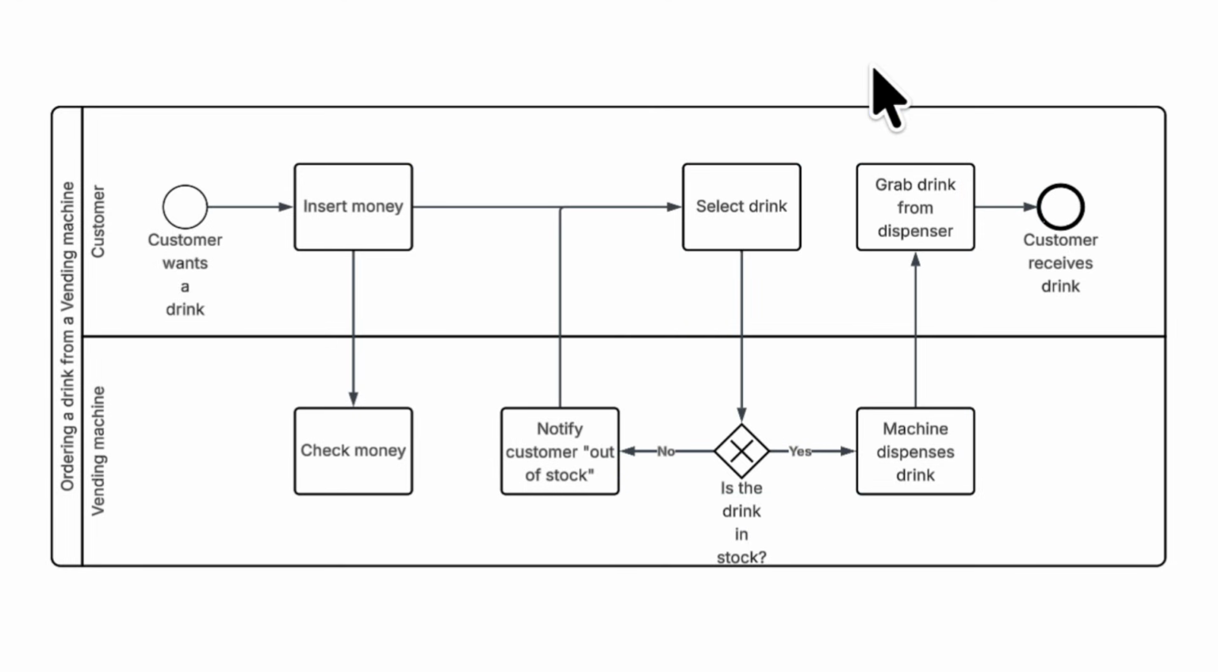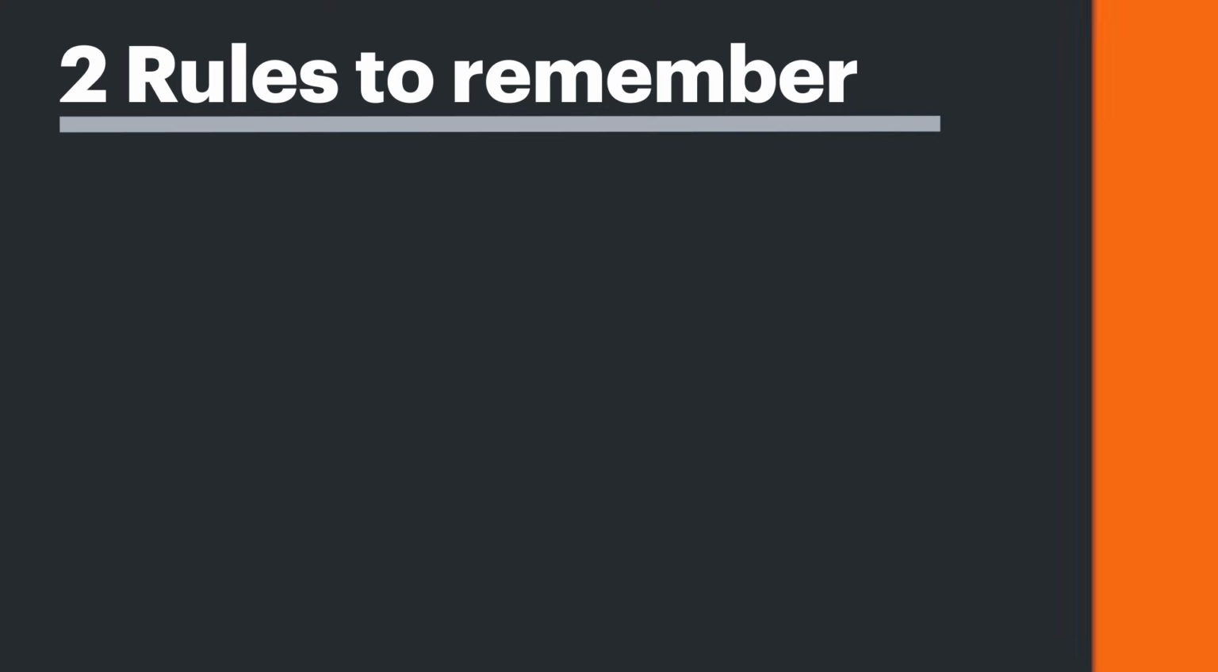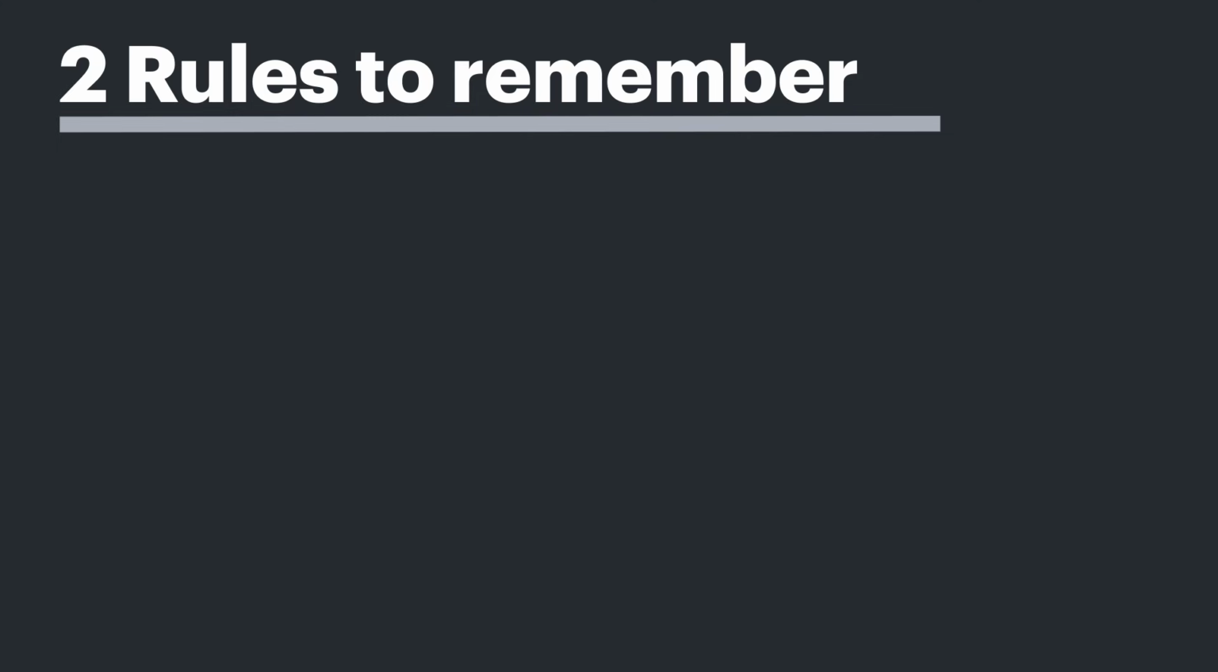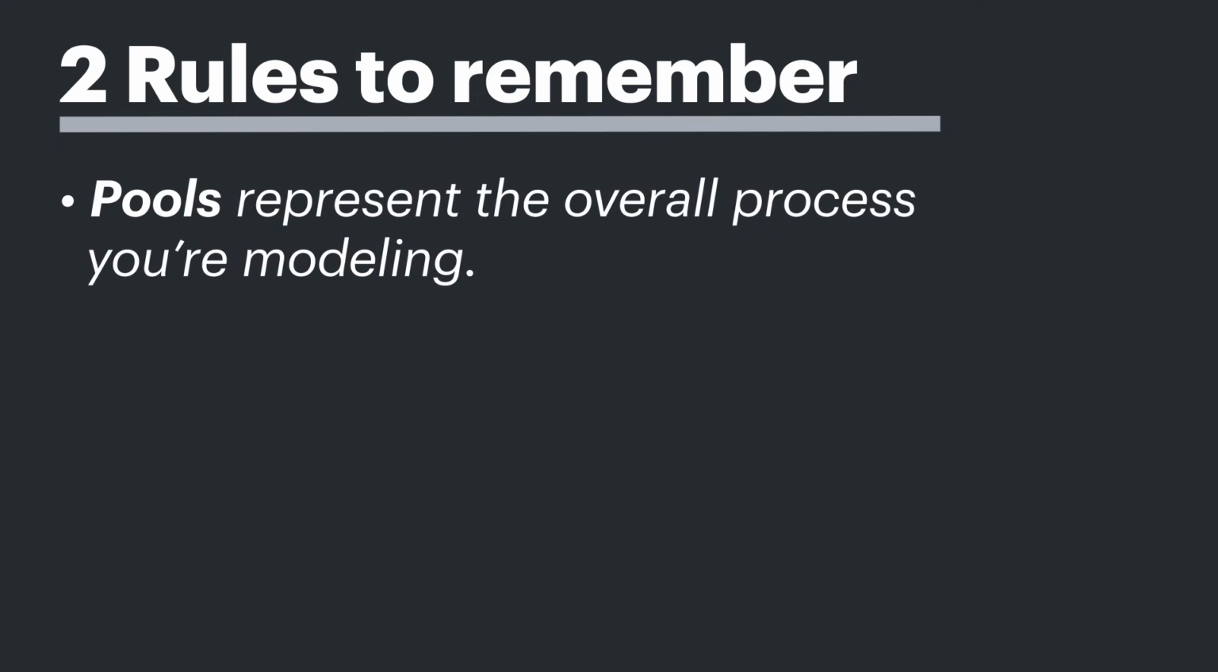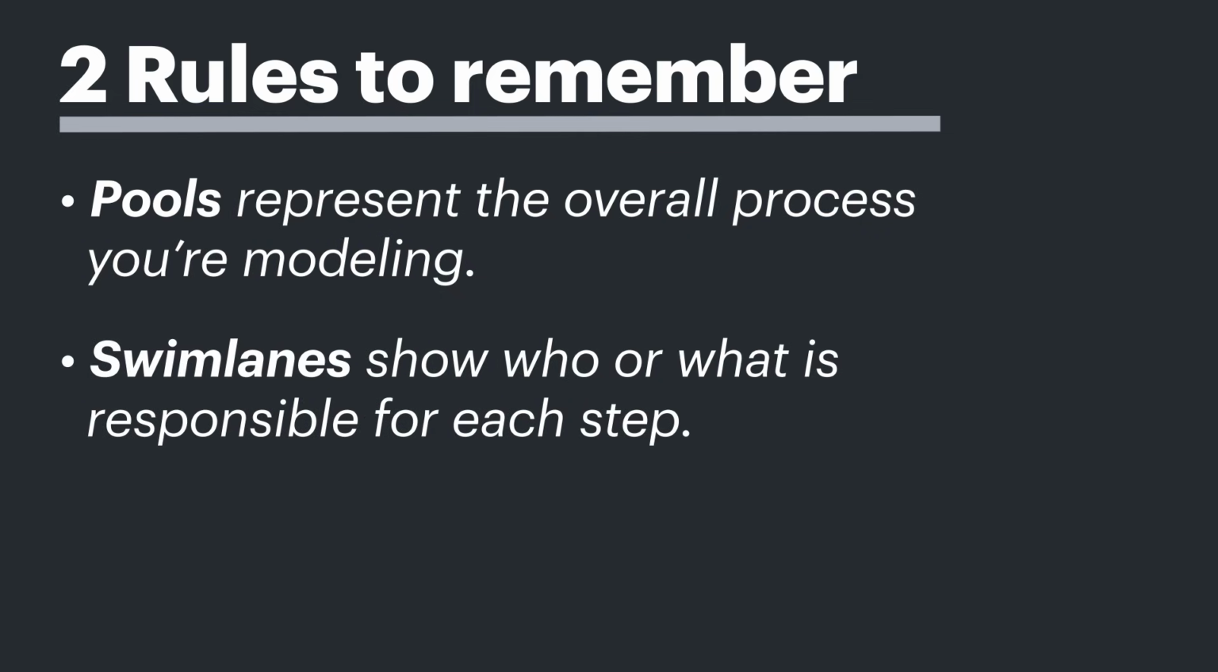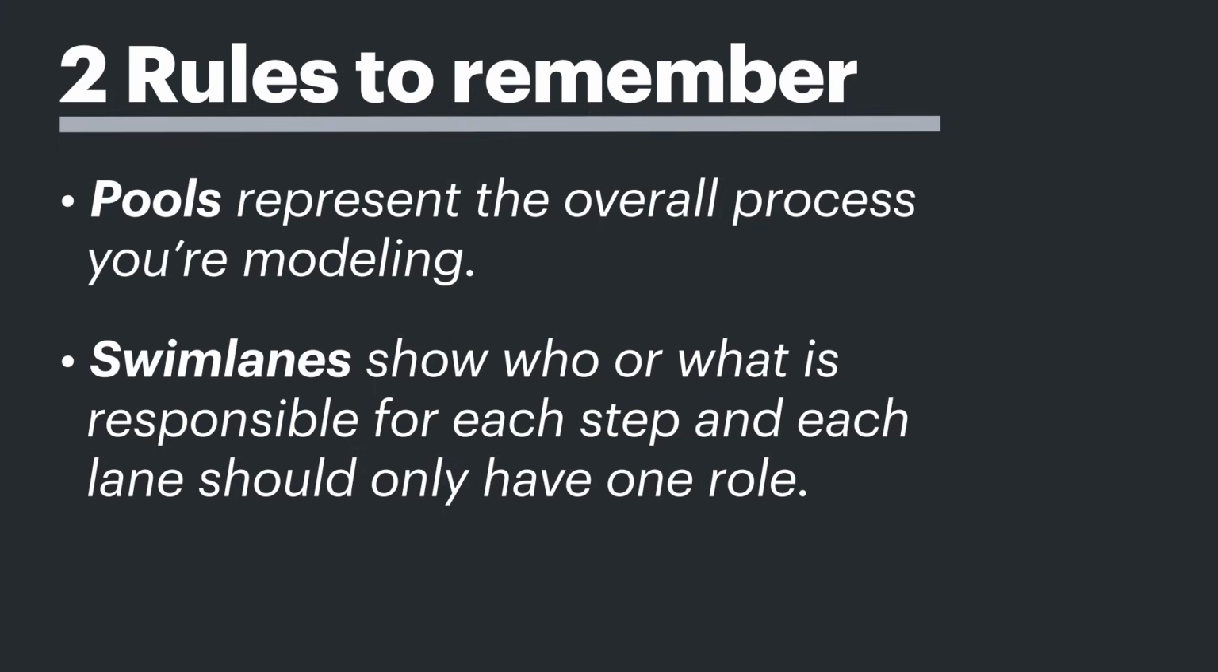And just like that, we have a BPMN that clearly shows the steps, and more importantly, who is responsible for each part of the process. A couple of rules to remember when working with pools and swim lanes. Pools represent the overall process you're modeling, and swim lanes show who or what is responsible for each step, and each lane should only have one role.